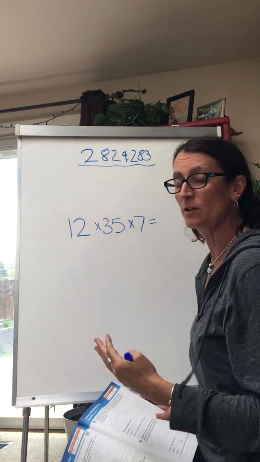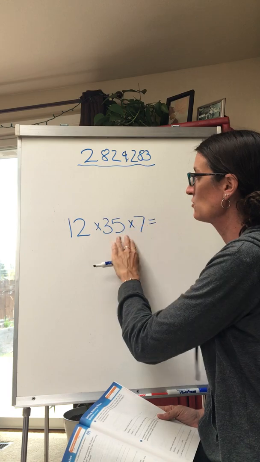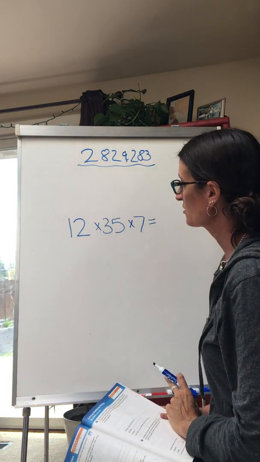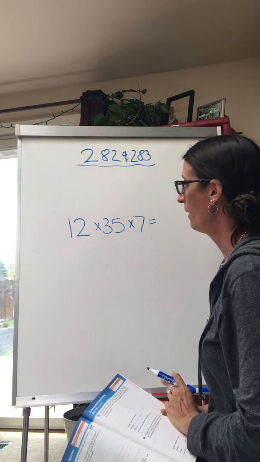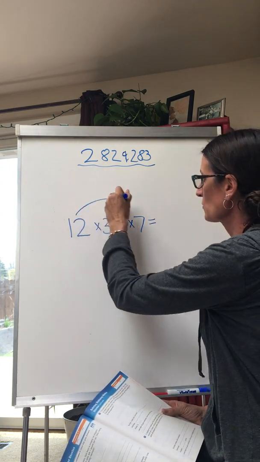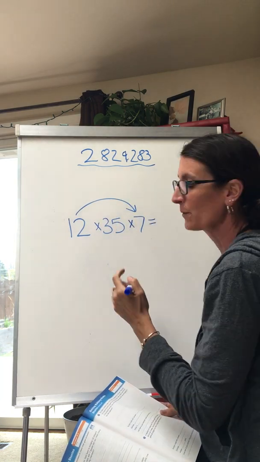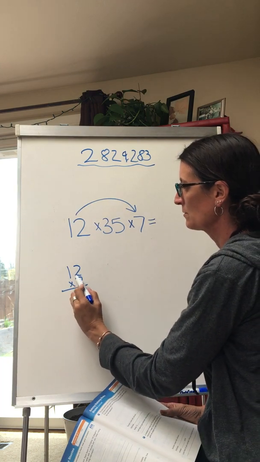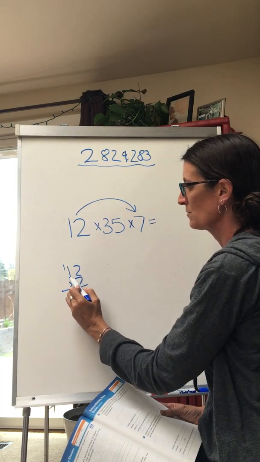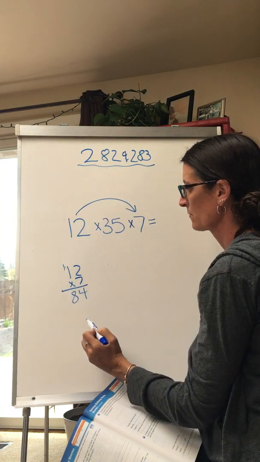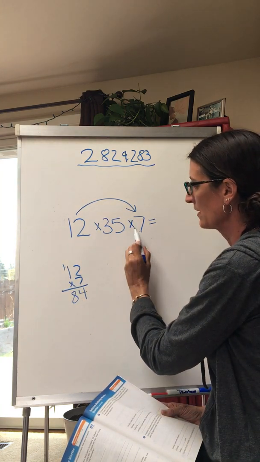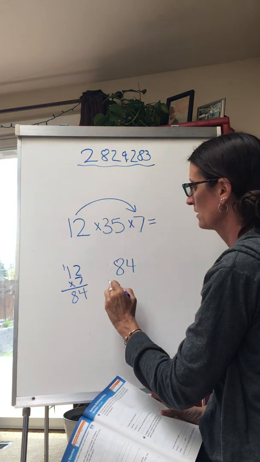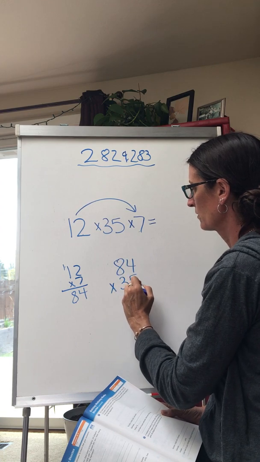So we're going to do that. And because we know the commutative property of multiplication means I can do things in any order I want, right? So I am just going to start with, how about 12 times 7? Because those are the two smaller values. So if I do 12 times 7, 7 times 2 is 14, 7 times 1 is 7, and 1 more is 8. So I did 12 times 7, so now I need to do 84 times 35. So 84 times 35.